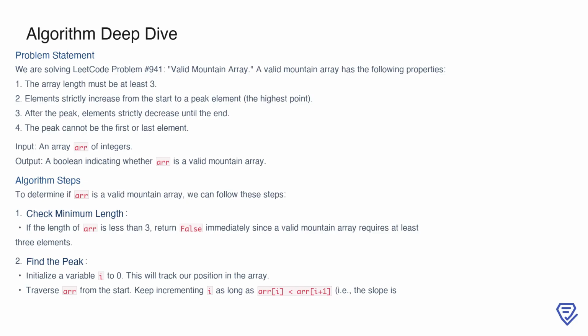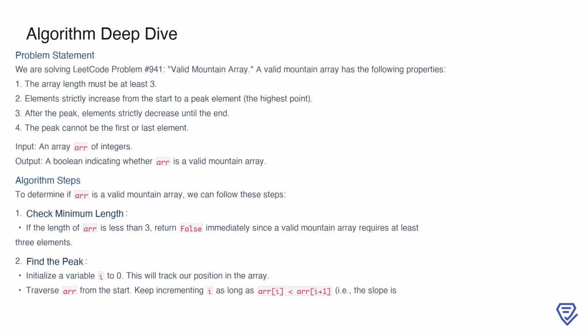Second, the elements strictly increase from the start up to a single peak, which is the highest point in the array. After the peak, the elements then strictly decrease. Importantly, the peak cannot be at the very beginning or the very end of the array, it must be somewhere in the middle. Our goal is to write an algorithm that takes an array as input and outputs a Boolean value indicating whether the array satisfies these conditions.